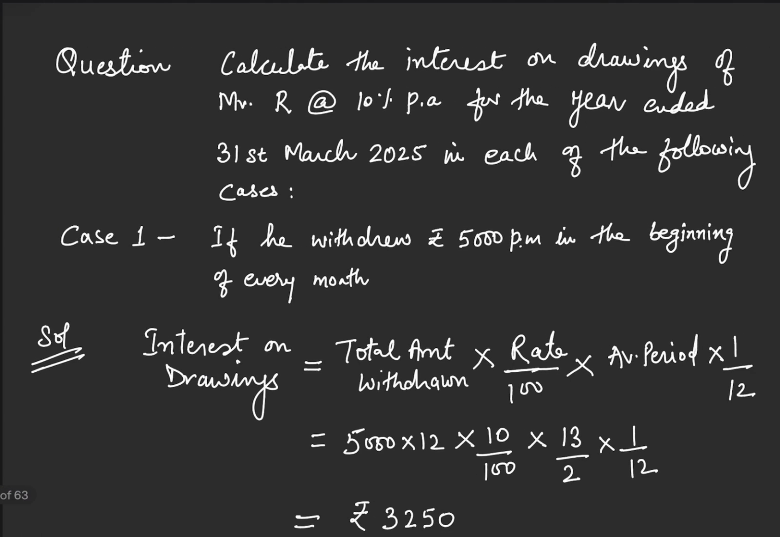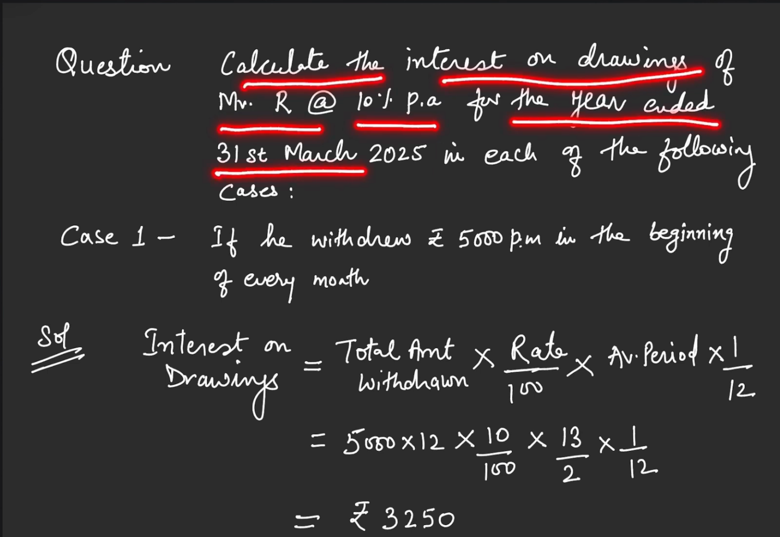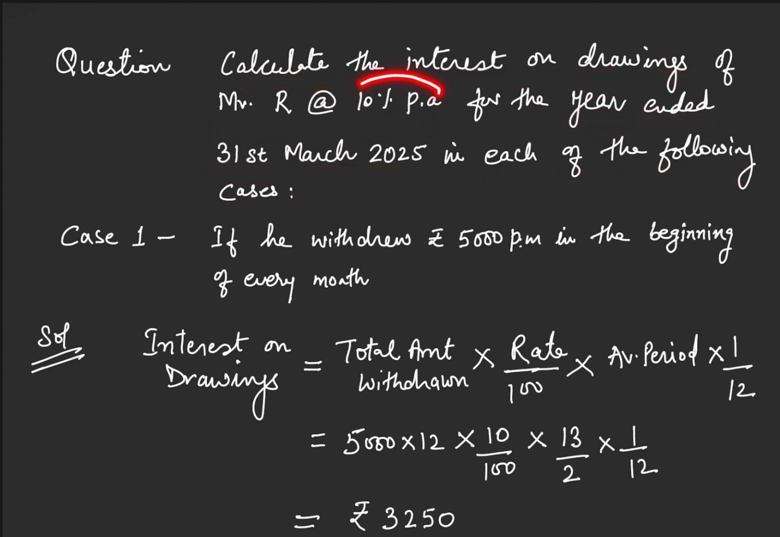Let's discuss a question to understand the concept better. The question: calculate the interest on drawings of Mr. R at the rate of 10% per annum for the year ended 31st March 2025 in each of the following cases. In the question, we have been given that Mr. R is drawing the amount and the interest is to be calculated at the rate of 10% per annum. And case number 1 is if he withdrew rupees 5,000 per month in the beginning of every month.